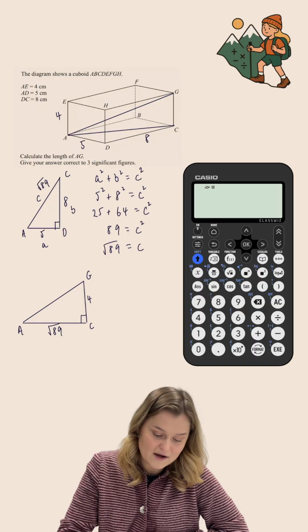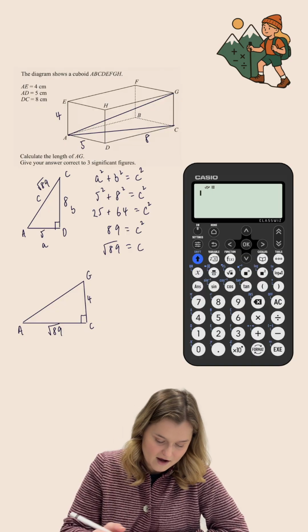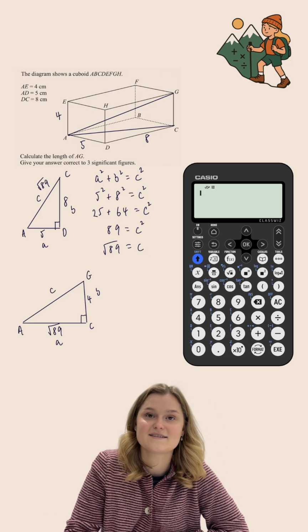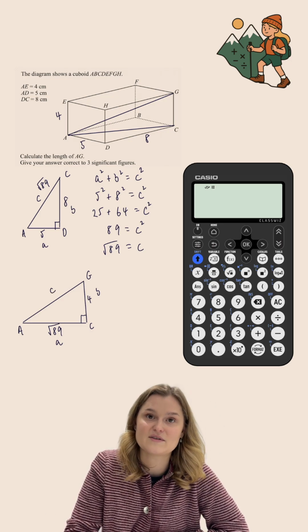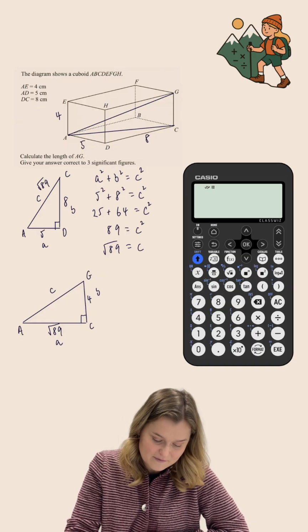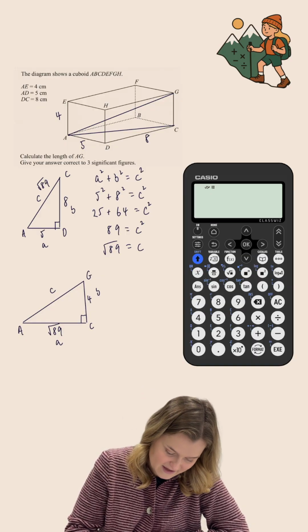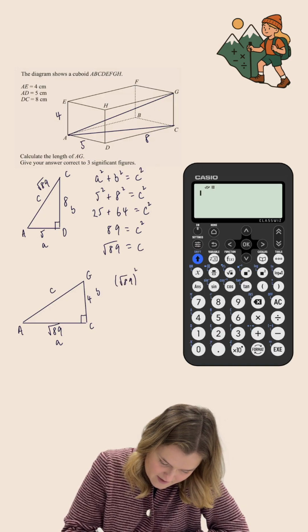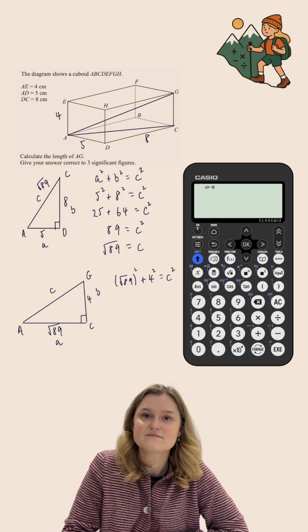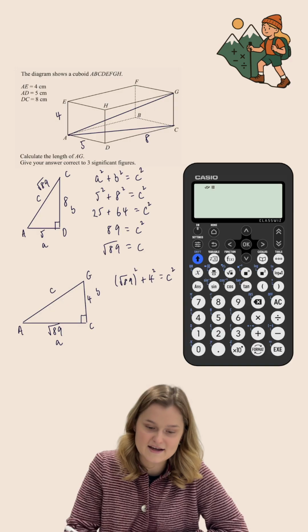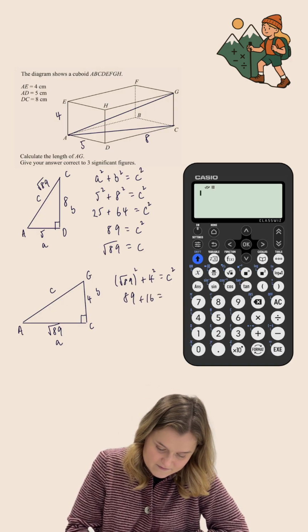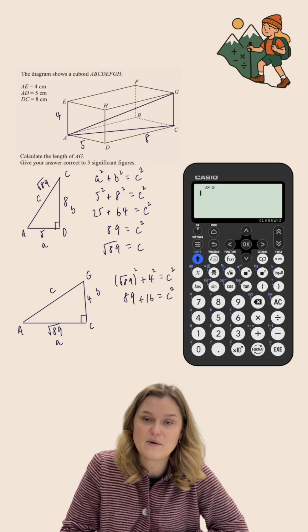And so when I label my sides of my triangle for Pythagoras, I'm going to label this one here as A, this one here as B, and this one here as C, because that one is the hypotenuse, and the hypotenuse is always C. Now I'm going to sub these values into Pythagoras' theorem again. So I've got A squared, which is the square root of 89 squared, plus B squared, which is 4 squared, is equal to C squared. Now the square root of 89 squared is just equal to 89. 4 squared is equal to 16, and that is equal to C squared.